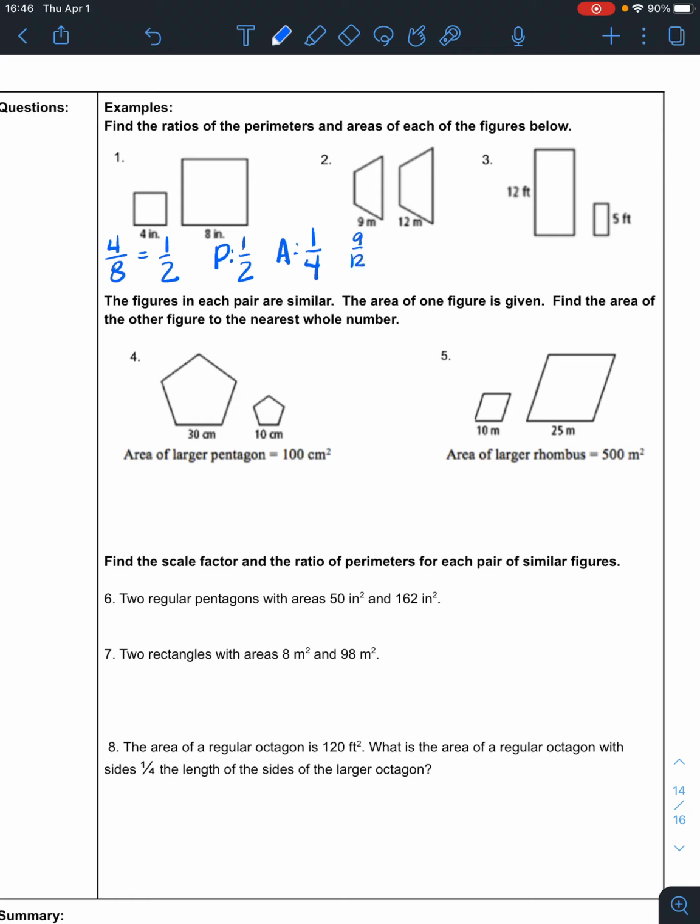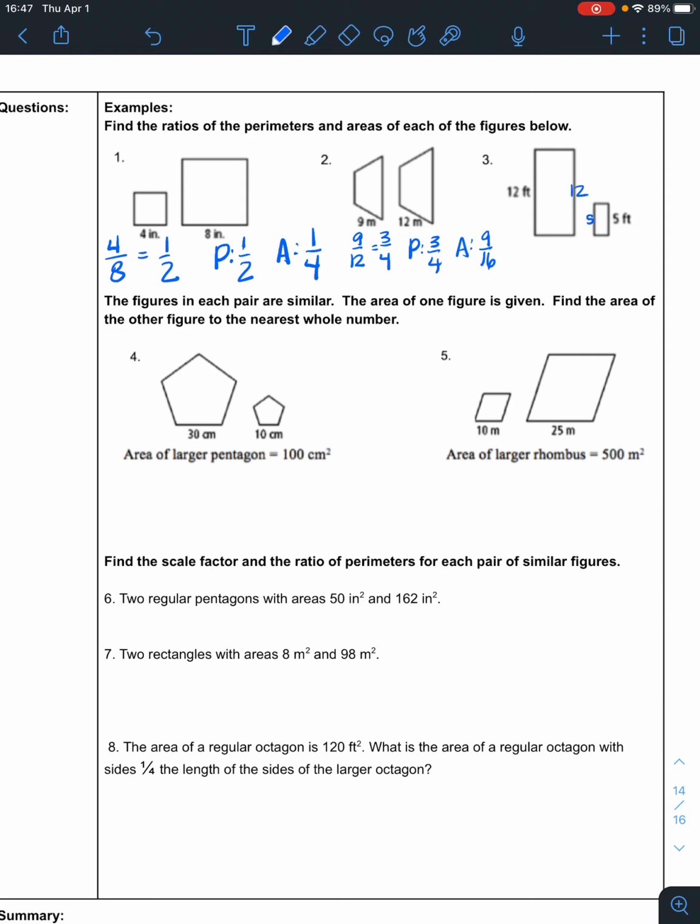You do the same thing. If my sides ratio is 9/12, always reduce. So 3 goes into 9 3 times, 3 goes into 12 4 times. So my sides ratio is 3:4. My perimeter ratio will be the same, 3:4. And my area ratio will be 9:16.